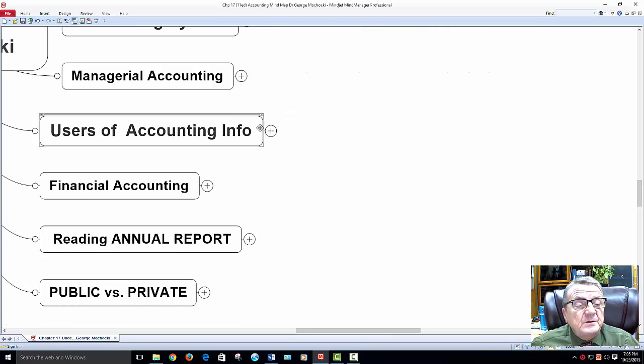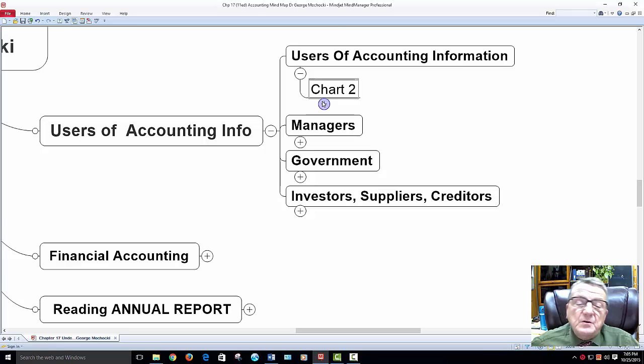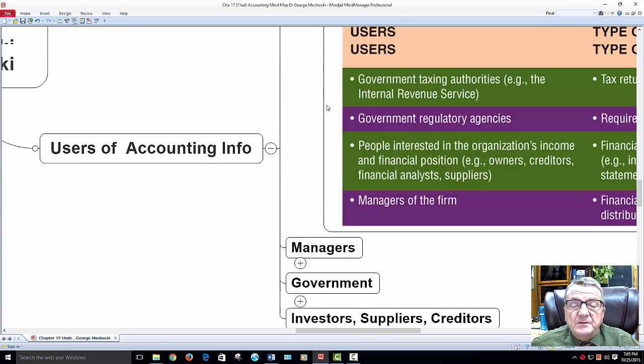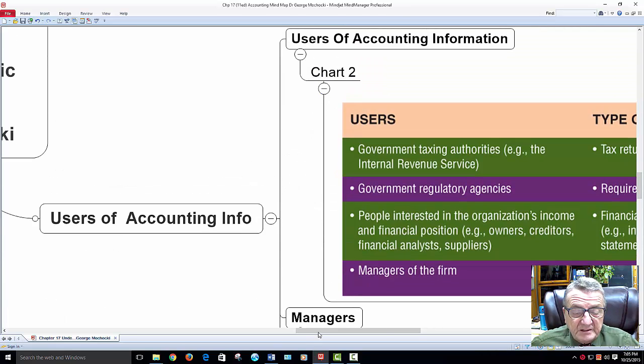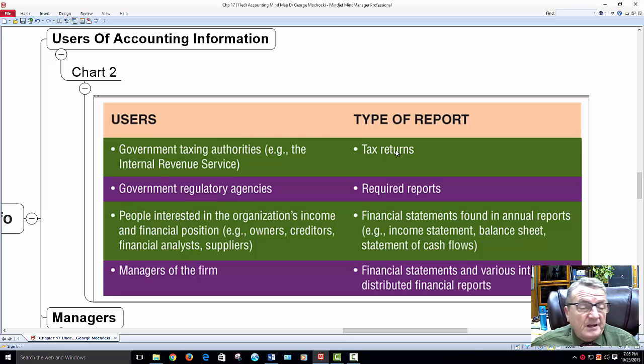Okay. The next one we're going to do is users of accounting information. Okay, so who uses accounting information, and here's a whole chart. We could go through all this, but let's see if the chart makes it. So I have everything on the chart, so I don't have to kick it. I did it on a mind map in case you print it out. So government taxing authorities, tax returns, internal revenue, you need that.